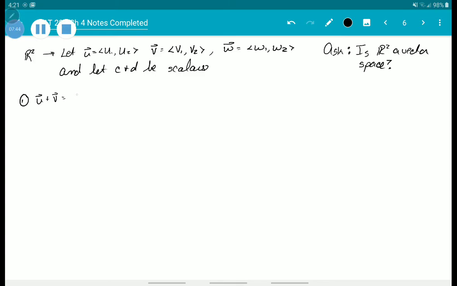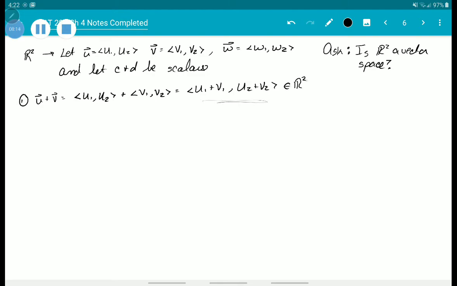Well, let's look what happens when we add U plus V together. So we know when we add these together, we add components. So U1 plus V1 is our first component. U2 plus V2 is our second component. To have closure under addition, that means that whatever you come up with has to live in the space. So, does this vector live in R2? And the answer is yes. If we were to add two-dimensional vectors together, then we will get something else that is a two-dimensional vector. So the first axiom has been satisfied. We are closed under addition.